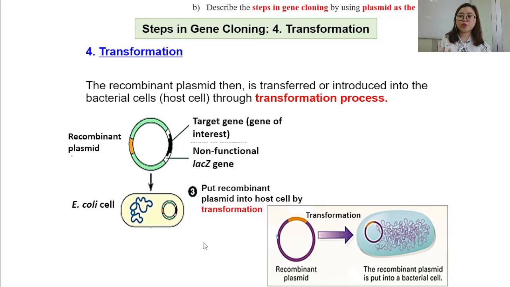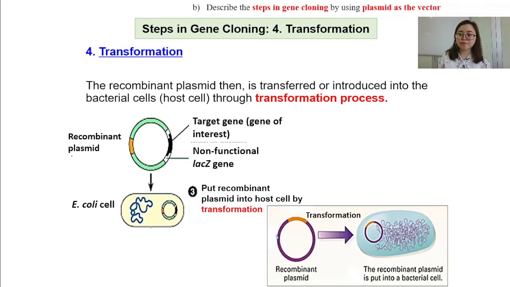Okay, now we're going to move on into step number 4, which is transformation. Transformation is when we put that recombinant DNA into the host cell. The recombinant plasmid then is transferred or introduced into the bacterial cells through transformation process. Recombinant plasmid dimasukkan atau diperkenalkan kepada bacterial cell melalui proses transformation.